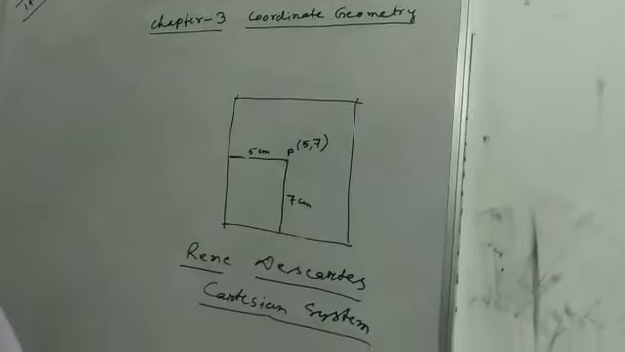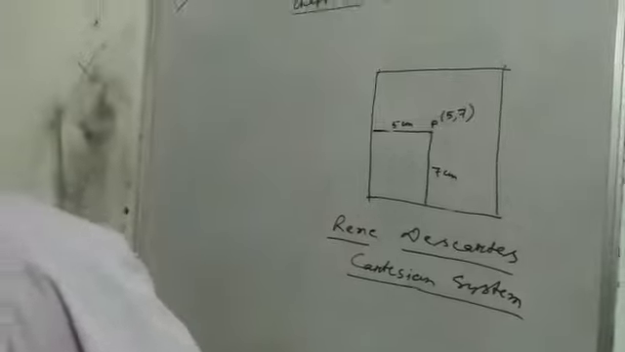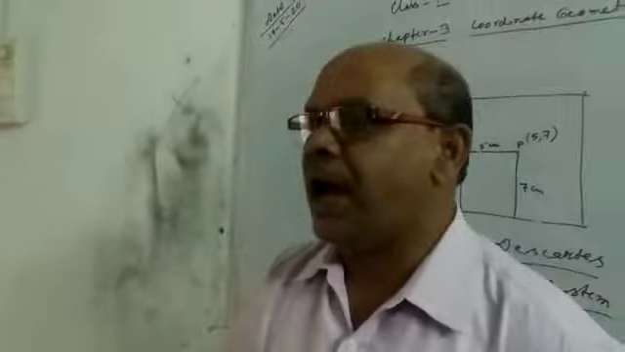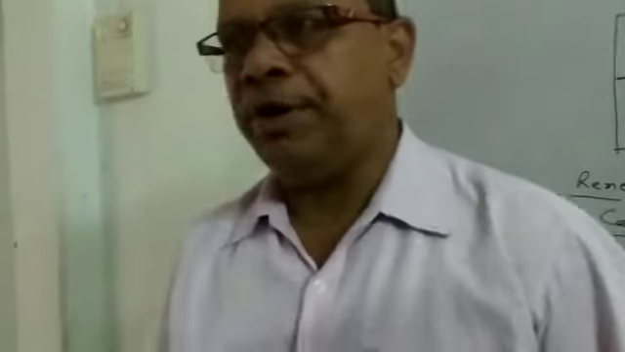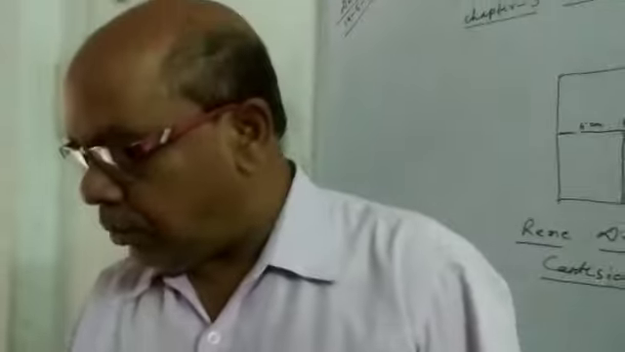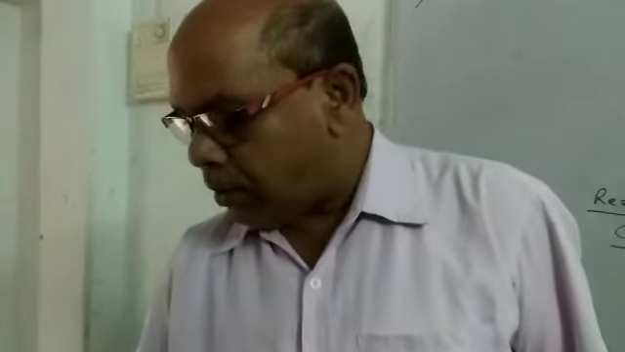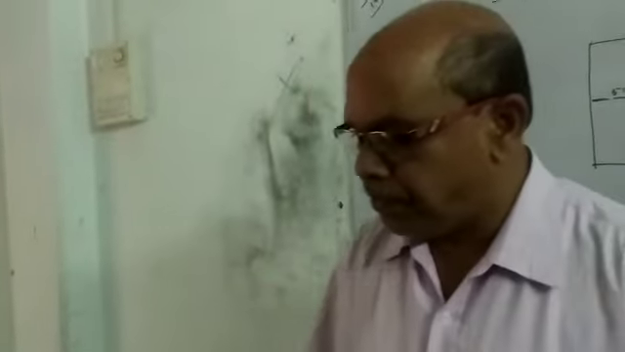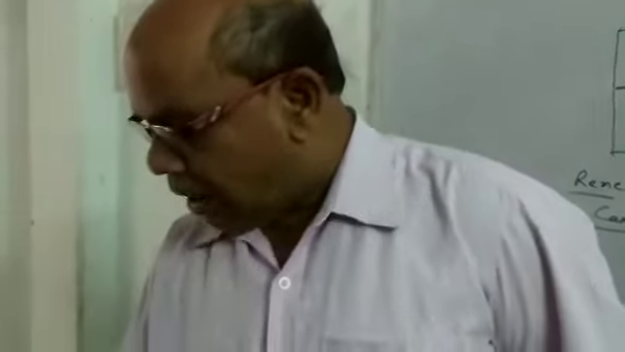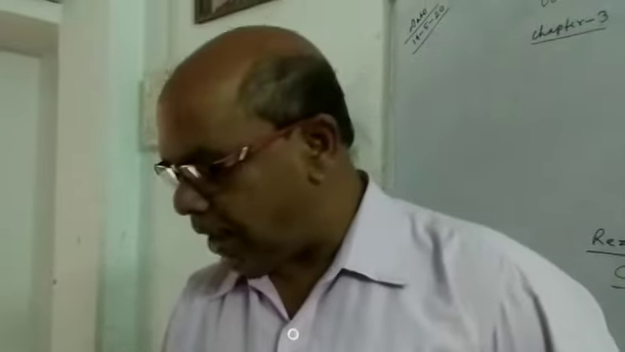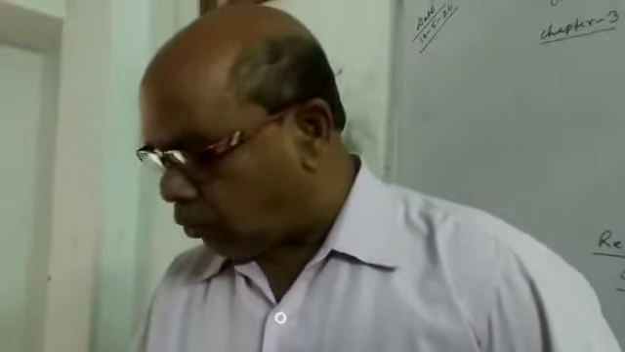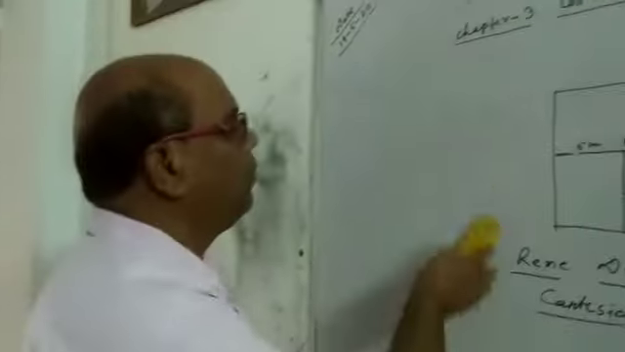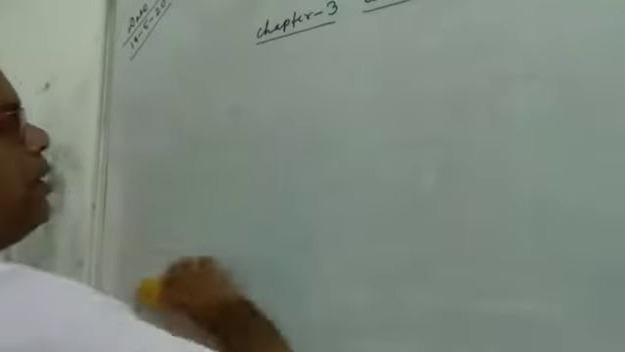Is that clear? In the textbook, see page numbers 51, 52 and 53. Here some basic ideas about coordinate geometry are given. Read these pages and you will get some more idea about coordinate geometry. Is that clear? You will read these 3 pages. Now I will start exercise 3.1. This is a very easy exercise and only 2 maths questions are there. So we will start exercise 3.1.